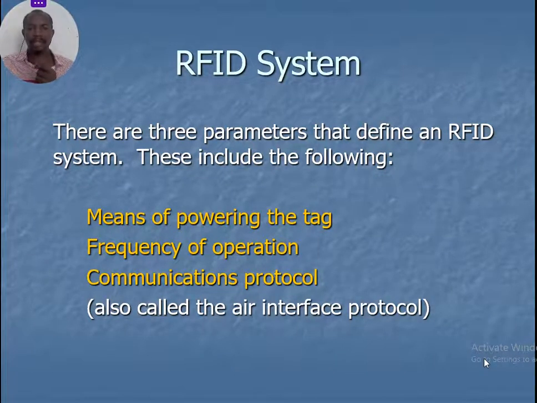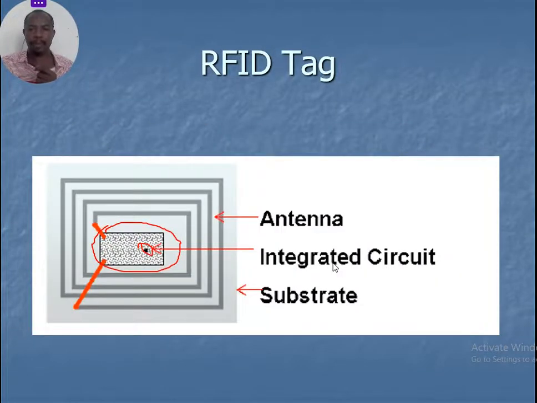Now, still on the RFID system, there are 3 parameters that define an RFID system. These parameters include, number 1, the means of powering the tag. Number 2 is frequency of operation. Number 3 is communication protocols. Now we're going to look at them one after the other. One is powering the tag. How do we supply power to the tag? How do we supply power to both the circuit and the antenna of the tag?